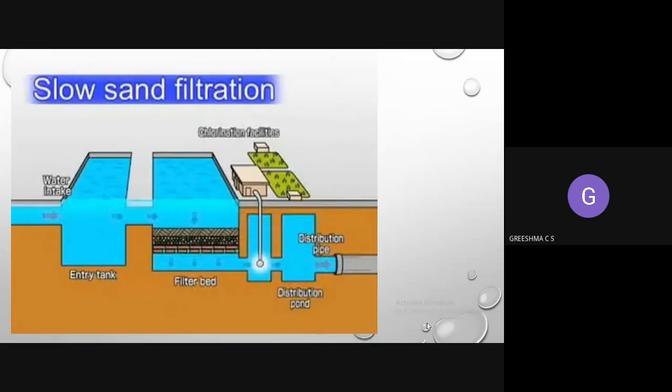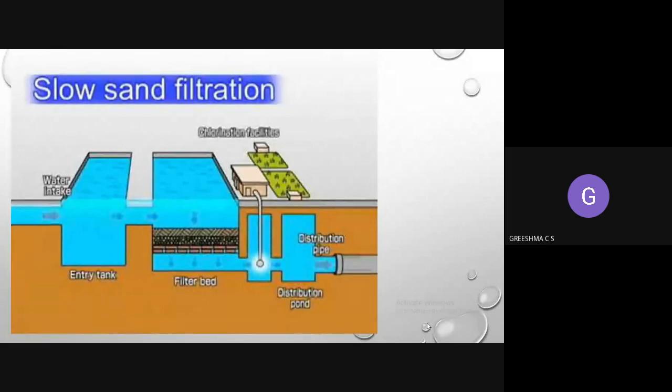Okay, so this is slow sand filters. Rapid sand filters are an advanced version of this. One of the biggest advantages of slow sand filters is that they can remove bacteria up to 98 to 99%. So bacteria removal is very, very high. The bacteria can be removed at a very high efficiency in slow sand filters.